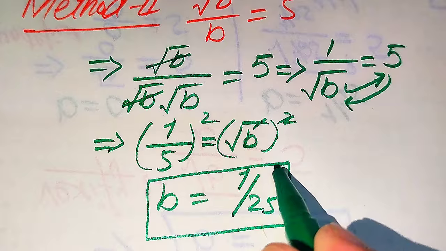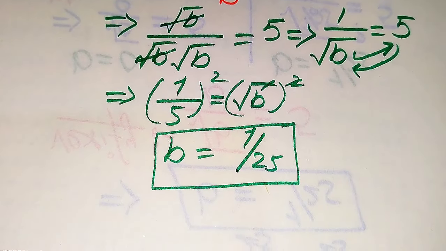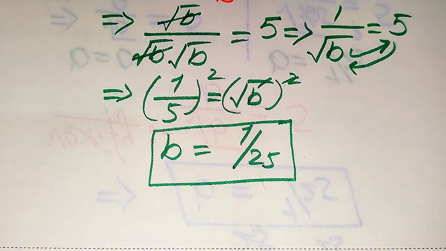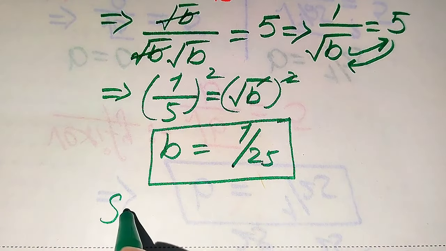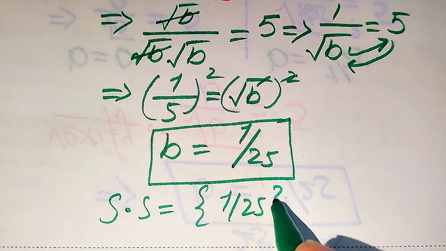So this is the value of b which we get from the second method, but already in the first method we verified that this value of b satisfies our given question statement. So the solution set is b equals 1 over 25.